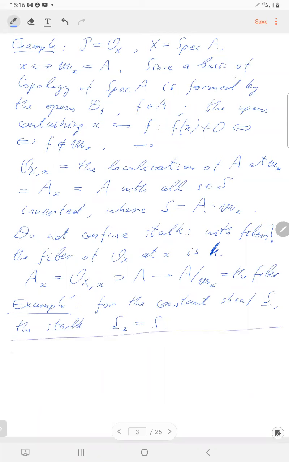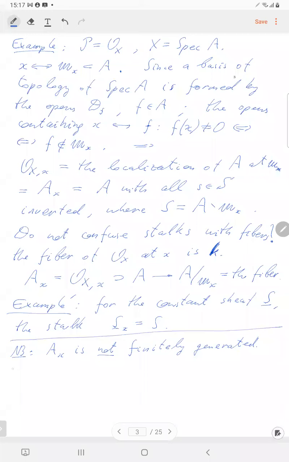Maybe let me also say this. The stalk A_X is not finitely generated. So, for example, you cannot take its spectrum in the sense we discussed before, because whatever we discussed only made sense for finitely generated algebras. Fine. So this was some discussion of stalks.